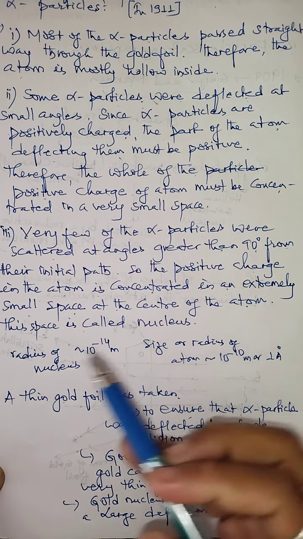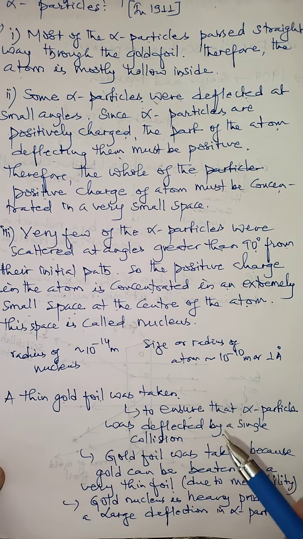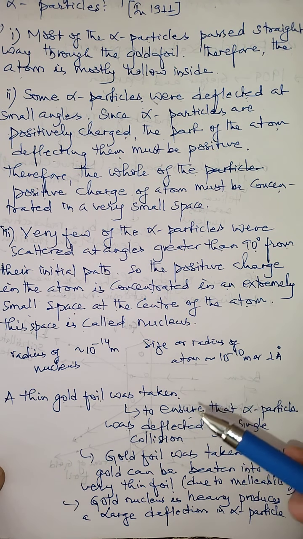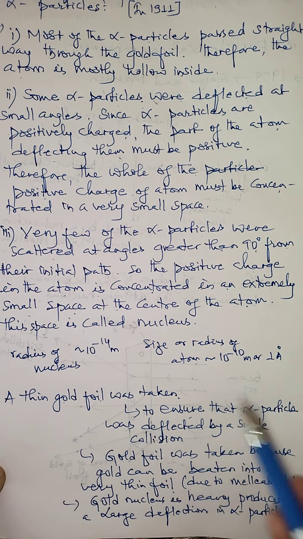So that whenever alpha particles go and strike an atom, the scattering or deflection of the alpha particle takes place only with a single collision, not with multiple collisions. With a single collision, you can clearly see by what angle the alpha particle gets scattered in different directions. So due to this reason, a very thin gold foil was taken.